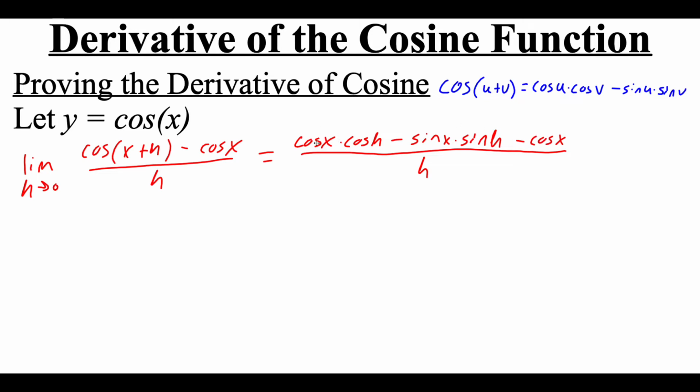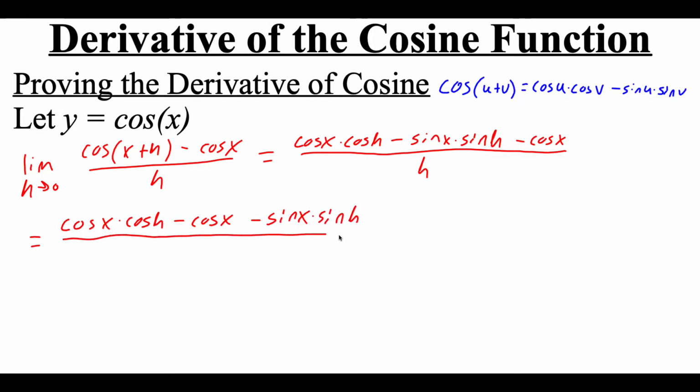I see that we have this term with the cosine of x in the front, and then I see another cosine of x on the back end. So we're going to rearrange that so that those pieces are closer together so that we can do a little factoring with this. So this is going to say the cosine of x times the cosine of h. Then I'm going to do the minus cosine of x, and then I'm going to put the minus sine of x times the sine of h, and this is all still over our h value.